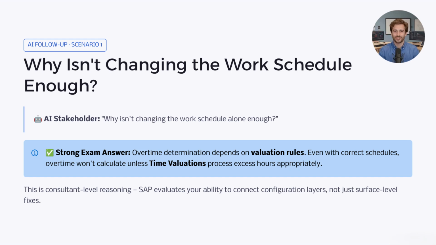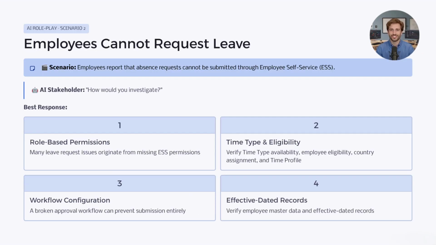AI follow-up question. The AI stakeholder asks, why isn't changing the work schedule alone enough? A strong exam answer would be, because overtime determination depends on valuation rules. Even if schedules are correct, overtime won't calculate unless time valuations process excess hours appropriately. That's consultant-level reasoning.